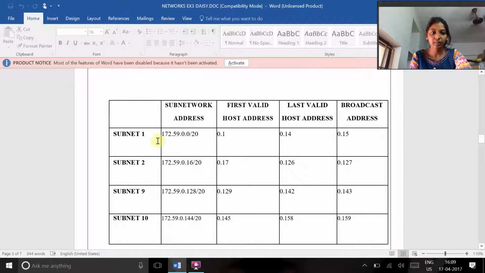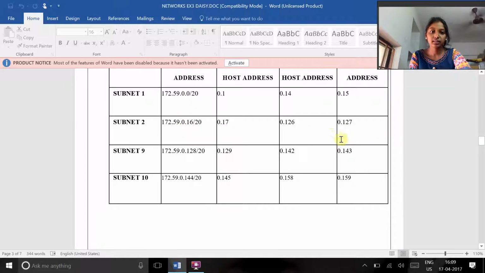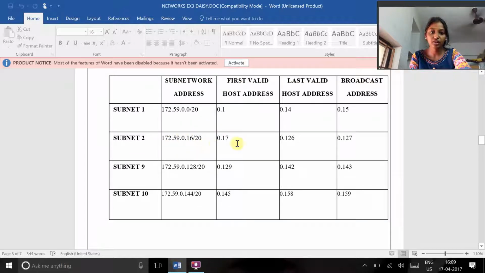Here we have the subnet address as 172.59.0.0/20, and the first valid, as we know, is the increment of the subnet address, that is 0.1, and the last valid will be the second subnet address minus 2, that is 0.14, and the broadcast address will be 0.15, the increment of the last host address. And this is 172.59.0.16/20, and 0.17, 0.126 and 0.127. The 9th subnet address will be 172.59.0.128/20, and the first valid will be 0.129 and the last will be 0.142, and the broadcast will be 0.143. And the 10th subnet will be 172.15.0.144/20, and this will be 0.145, 0.158 and 0.159.